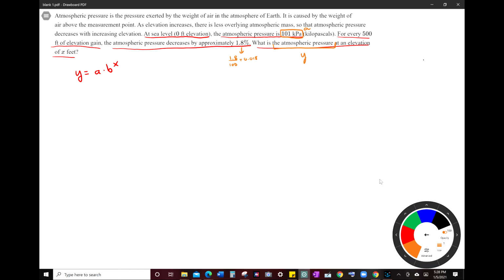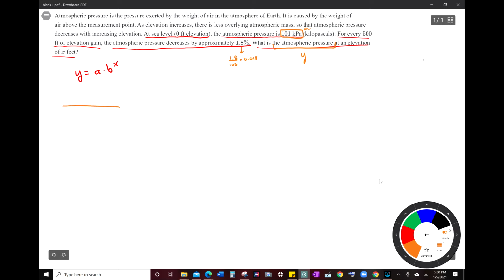So therefore, we need to work it out to make sure we get the factor when x can be any number. It can be 1, it can be 2, it can be 5, it can be 10, and not necessarily a multiple of 500. So how do we do it? I start with a table.